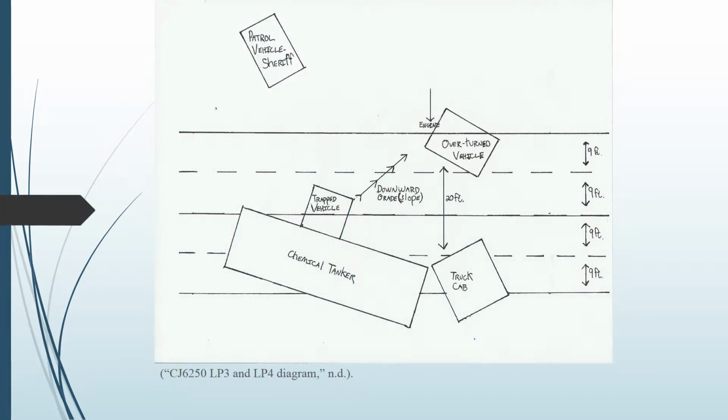The diagram shown here gives a layout of the incident. Here, the dispatcher sends the sheriff to the scene of the accident, and the sheriff calls for all deputies to meet him at the scene. The chemical in the tanker is unknown, the overturned vehicle has an engine fire, and there are 2 adults and 2 children in the trapped vehicle.